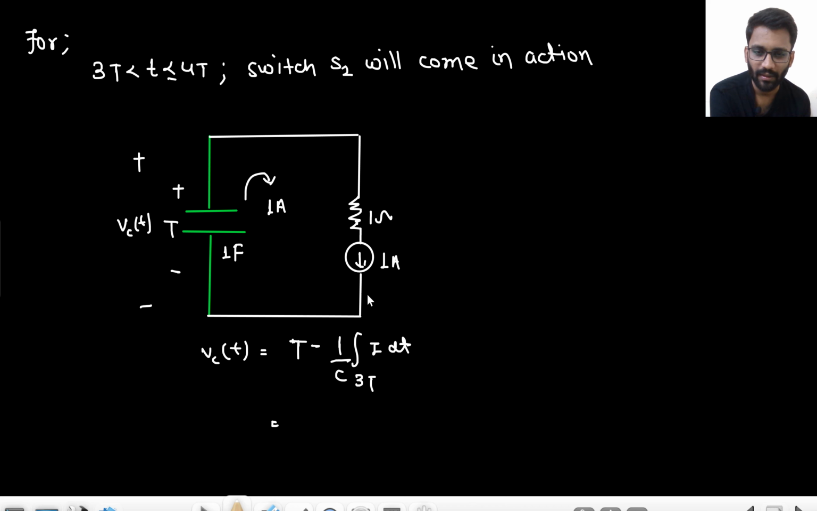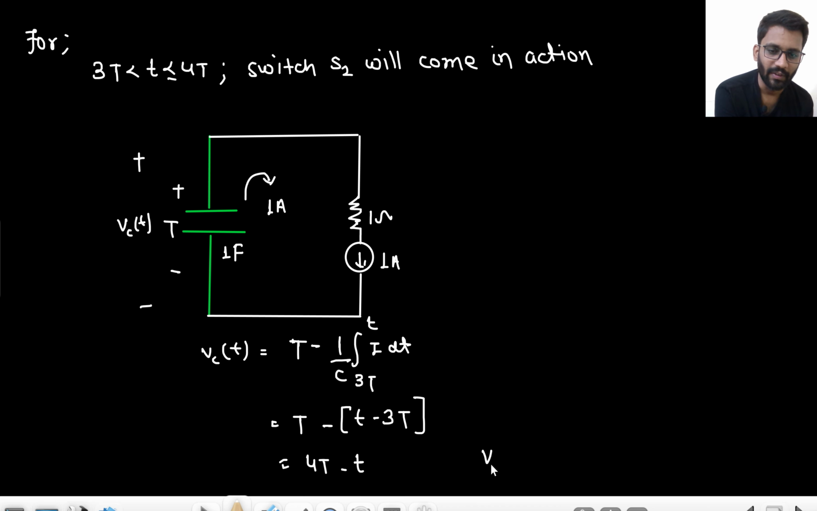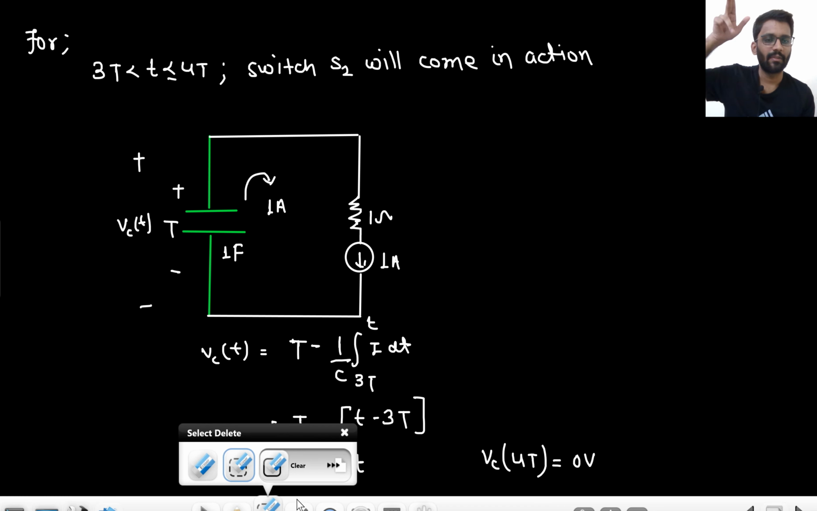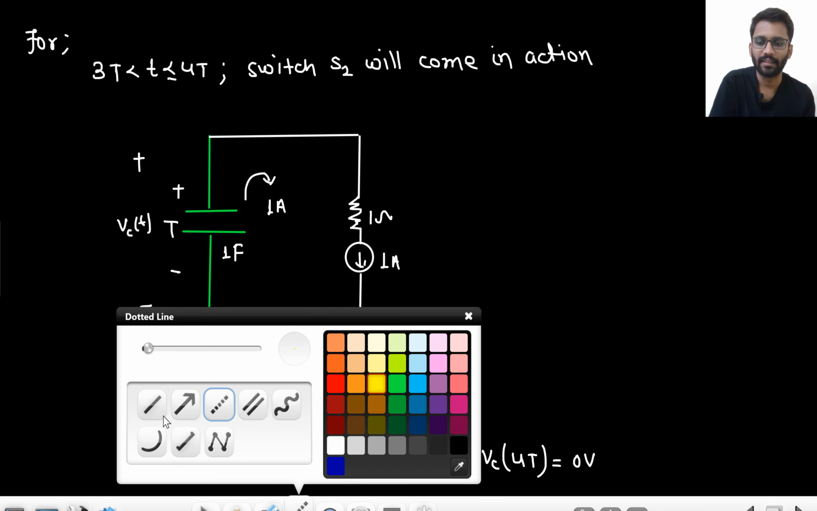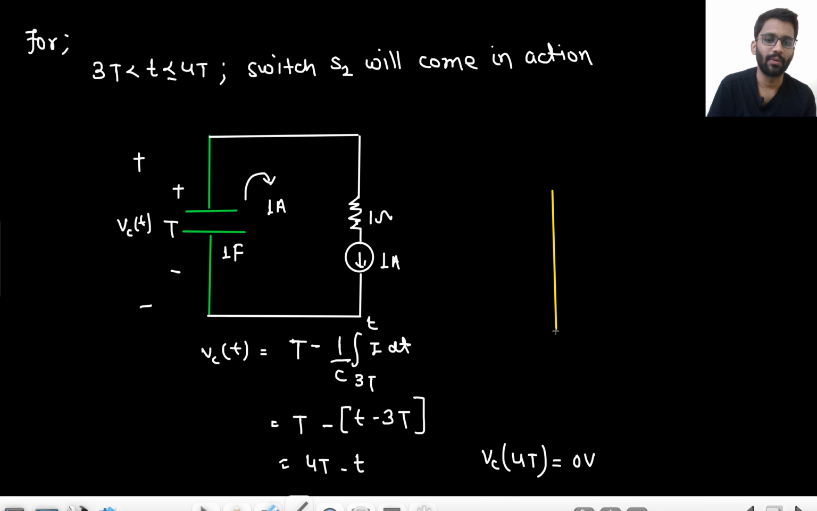C value is 1, I value is 1. So it would be T minus (t minus 3T), so it would be 4T minus t. So what will be the value of Vc at 4T? That will be 0 volt. Vc at 4T will be 0 volt. So again, the T voltage that was developed will go down to 0, and this cycle will go on. So now you can assume how the final waveform will look.